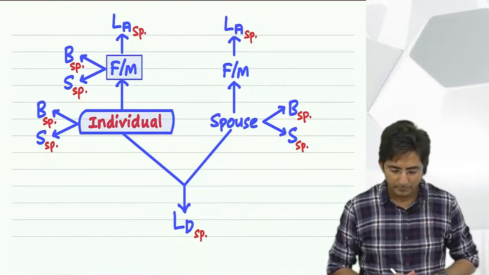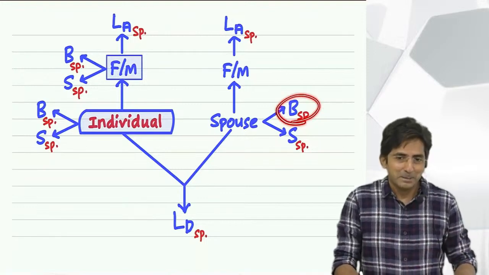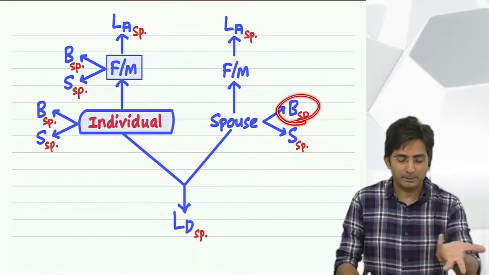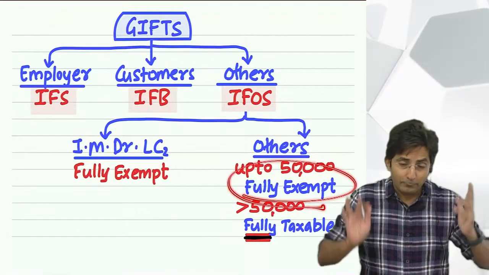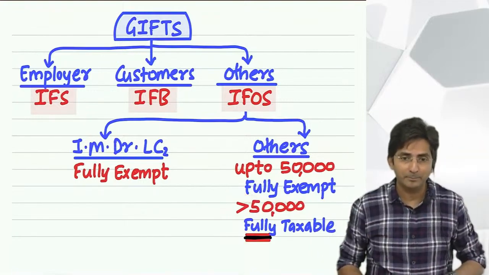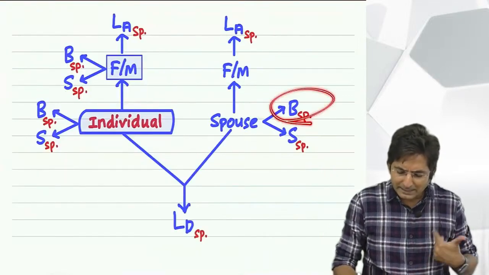Okay. But up till now, my brother-in-law has never given me a gift. But suppose he gives me a gift of a small amount. Up to a small amount, it is always exempt. But if he gives me a gift of some big amount, 1 crore, still it will be exempt. So I keep telling him, give me a gift. It is tax-free for me.